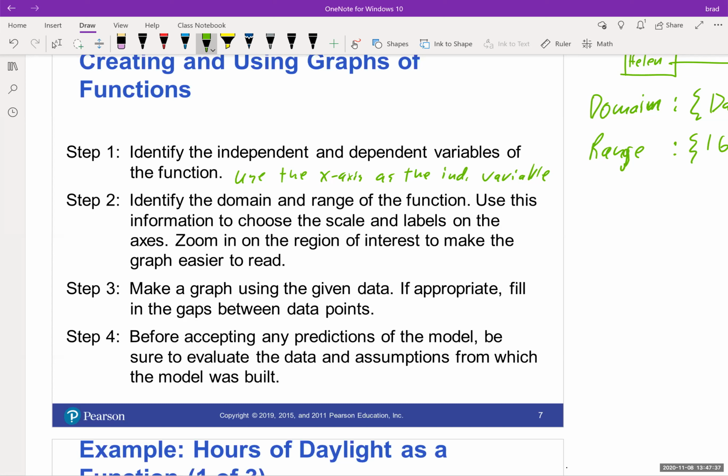Zoom in on the region of interest to make the graph easier to read. So, you know, like if they're talking about using millions or billions or whatever, and you're only concerned with a certain section, you can kind of zoom in on that area. Make a graph using the given data. If appropriate, fill in the gaps between the data points.